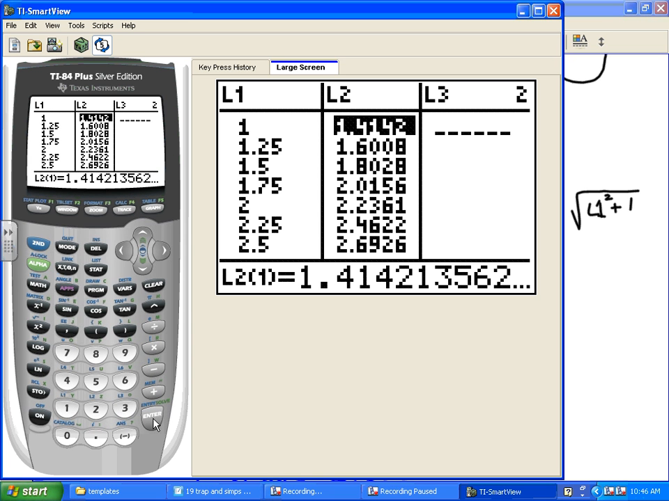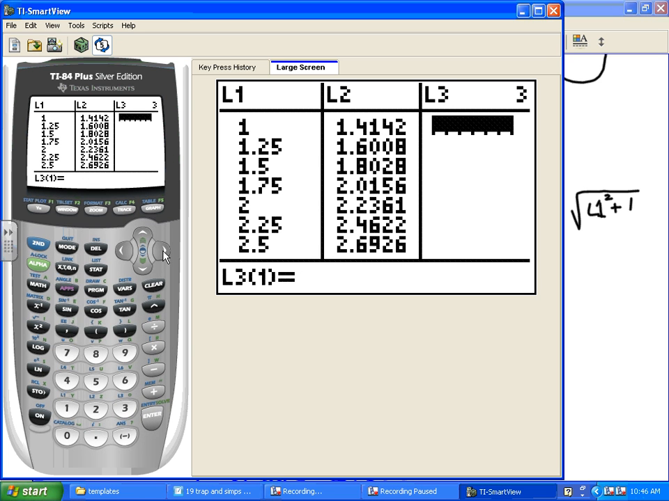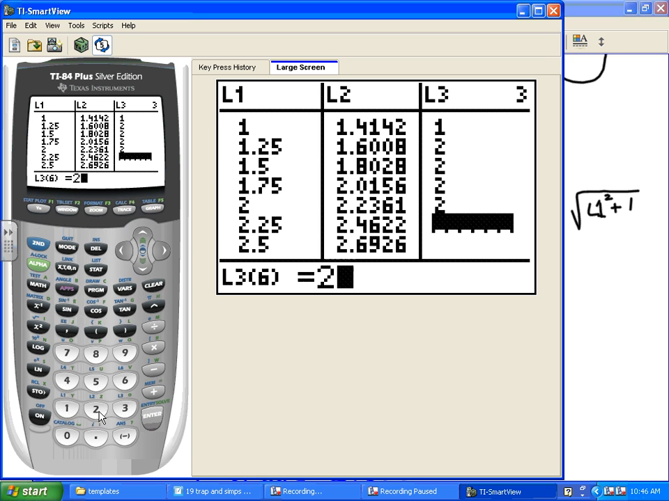Okay, now for L3, what are we going to enter? Right, this is the trapezoid coefficient, so it's going to be 1, a whole bunch of 2's, and with a 1.